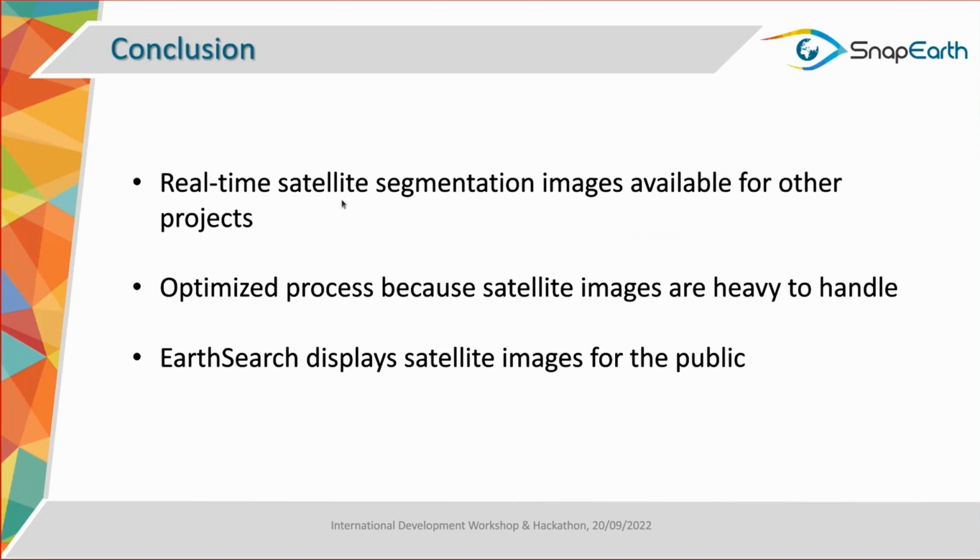To conclude, what EarthSignature does is real-time satellite image segmentation that gives data for other projects. There is a lot of optimization in EarthSignature because satellite images are heavy. So during the whole pipeline, we try to optimize data to give the best experience to users. And EarthSearch is used to display satellite images for the general public.